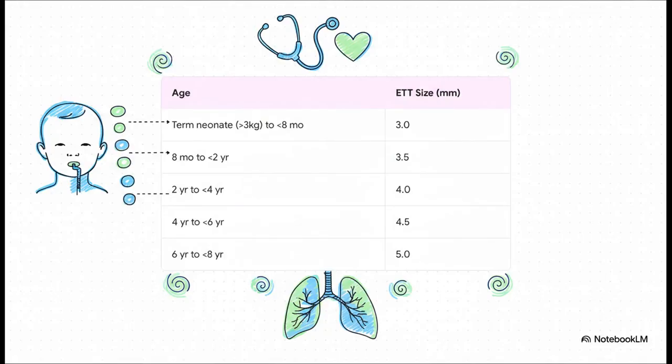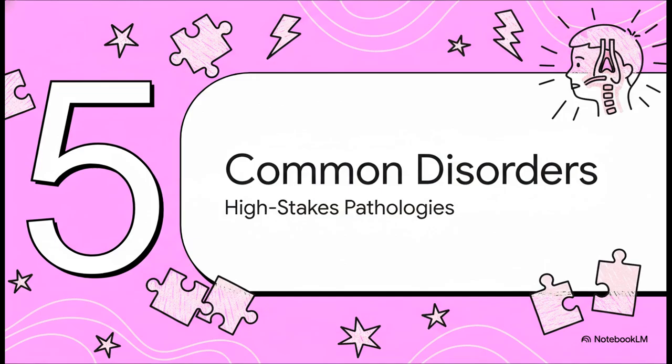You know, it's also worth remembering that for the really little ones, those formulas don't always apply. So it's a really good idea to just be familiar with a chart like this one for microcuff tubes. As you can see, a term neonate gets a 3.0, an 8-month-old a 3.5, and so on. Definitely worth a look.